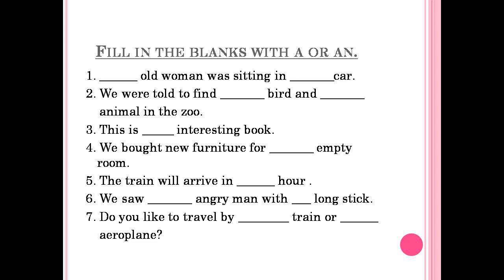Next, number 7. Do you like to travel by dash train or dash aeroplane? Train, T, this is a consonant sound, so a before it, and aeroplane is beginning with a sound, which is a vowel sound, so an before it. Do you like to travel by a train or an aeroplane?